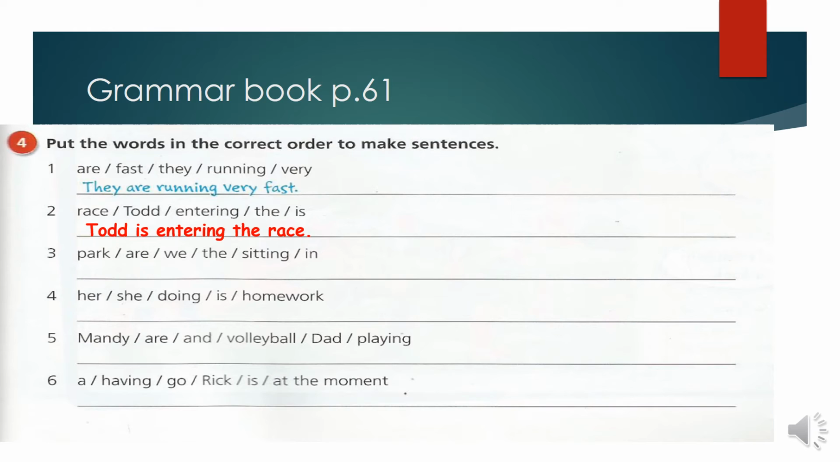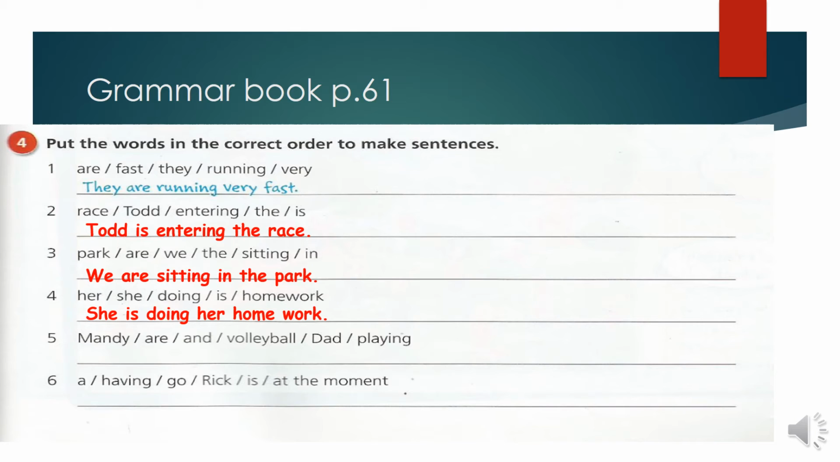Number three, park are we the sitting in. I will start with we, then the verb to be, then the main verb with the ing. So it will be, we are sitting in the park. Number four, here she doing is homework. I will start with she. She is doing her homework.